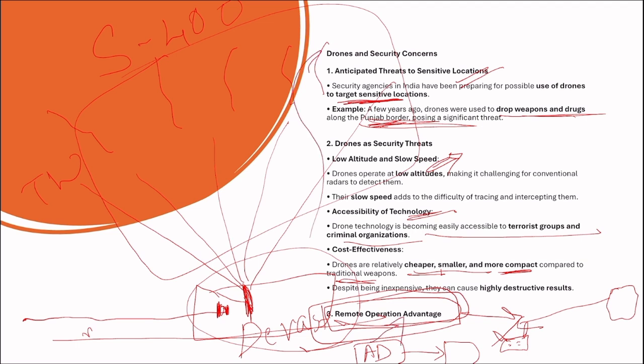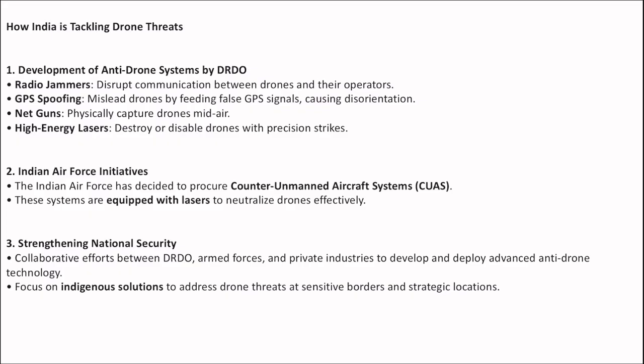So all of these are our concerns right now, like how India is tackling it. India's DRDO has developed an anti-drone system. What is an anti-drone system? In order for a drone to fly, it should have some connection, the battery connections or whatever connections it has. Radio jammers are there, so the signals will be disrupted.